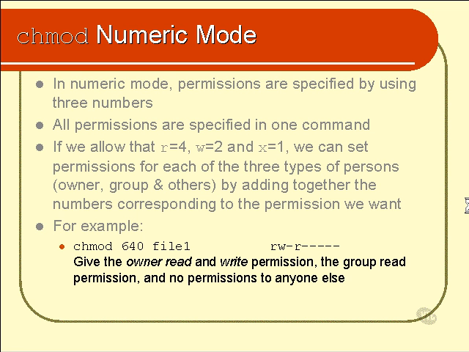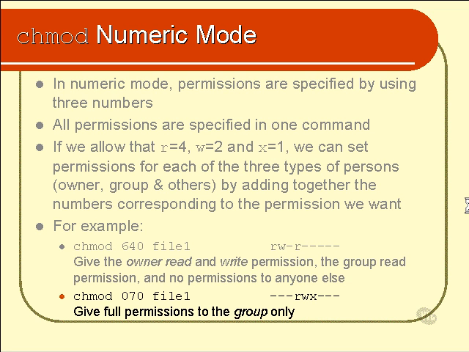chmod 640 on a file, and if you did an ls -l after you ran that command, you'd find rw-r-----. Why is that? Well, you've given 6 for the owner, and 6 is a combination of r plus w. 6 is obviously equal to 4 plus 2. So the owner gets r and w, but they don't get the x. The group gets a 4, which is obviously just an r and not a w or an x, while everybody else gets 0, which is nothing, of course.